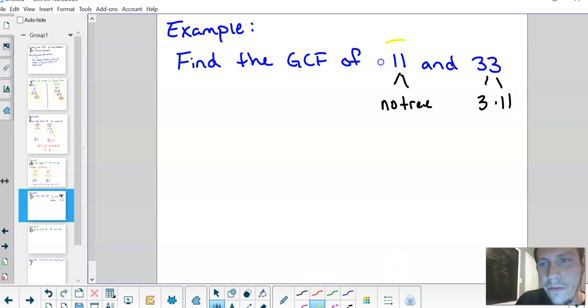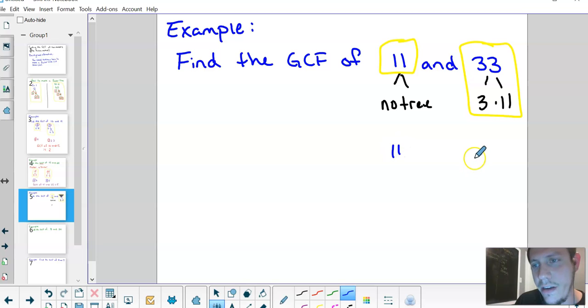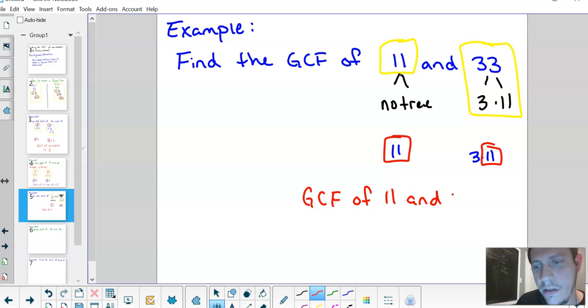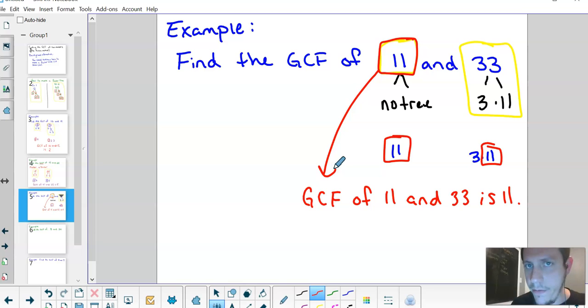Now we have our two completed factor trees. What number do they share in common? Well, we have 11 here, and over here we have 3 times 11. The only thing that they have in common is this 11. So that means that the GCF of 11 and 33 is 11. This is an interesting example, and it was worth including because it shows that sometimes when you're finding the greatest common factor, one of the numbers that you start with can actually end up being your GCF.